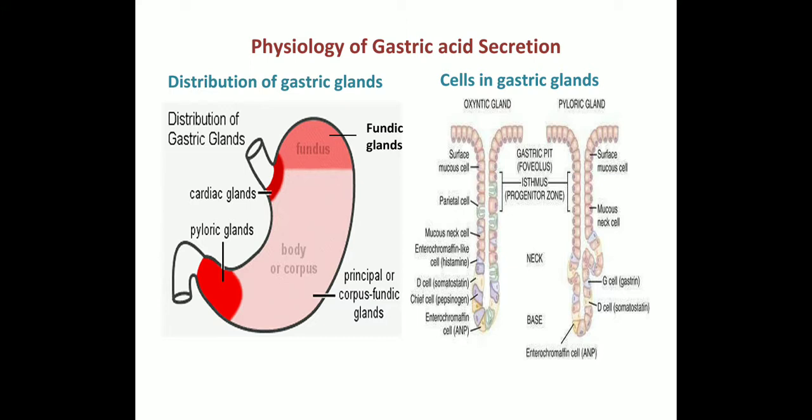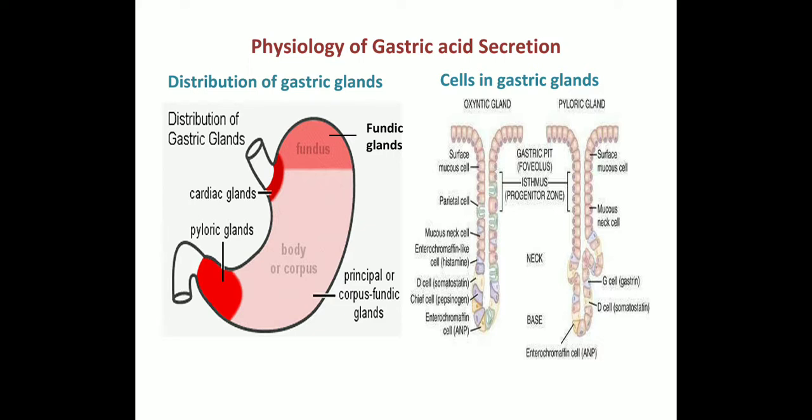So next, coming to the management of peptic ulcer disease, the management includes both pharmacological as well as non-pharmacological methods. But before entering into the management or treatment of the peptic ulcer, you have to check the physiology of the gastric acid secretion, because the normal gastric acid secretion is interfered with by the pharmacological agents.